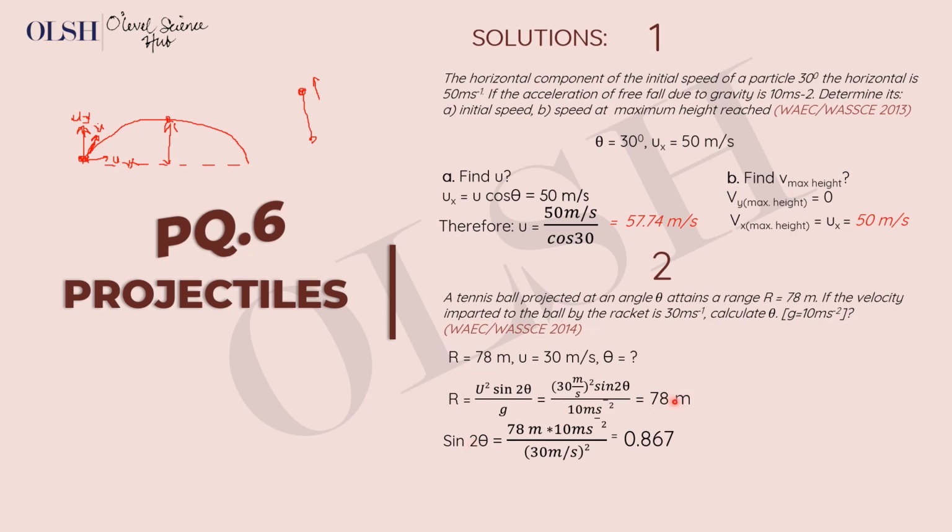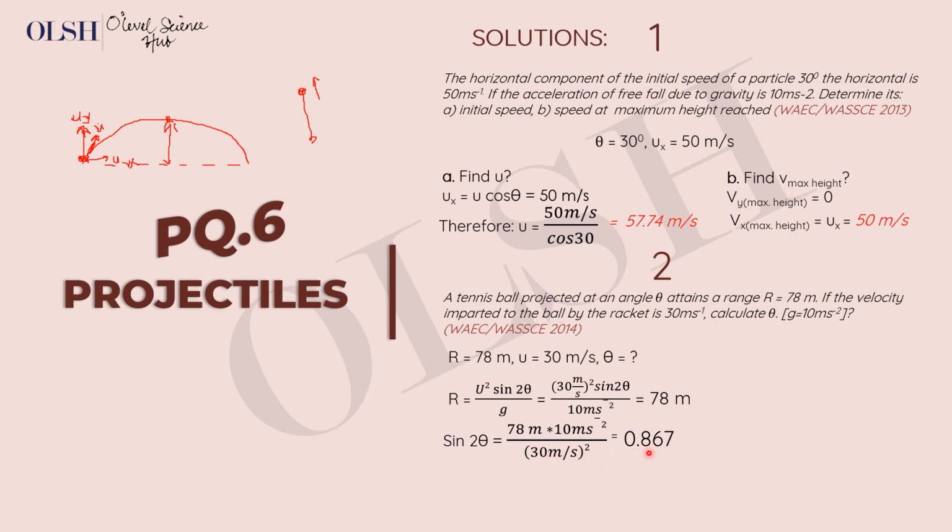So this is going to be 78 times 10 meters per second squared divided by 30 meters per second squared. Of course, meters per second squared would cancel meters per second squared here. So we have 78 times 10 divided by 30, and that will give us 0.867.